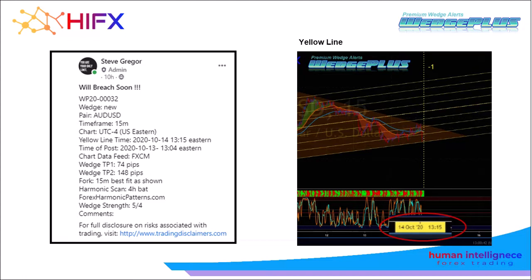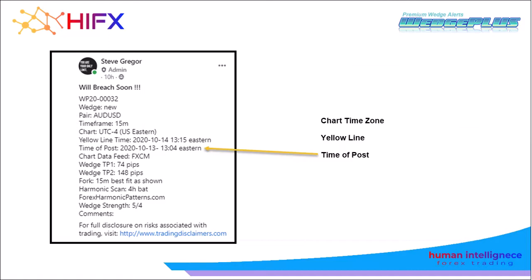So if you see a -1 there, just know that we drew it one candle before then. In this case, somebody was watching their charts, and when it actually connected on this line again, that's when they created the wedge. So, pretty timely information. Okay, that's what the yellow line is. We then have the time of the post. We get that within a minute or two.